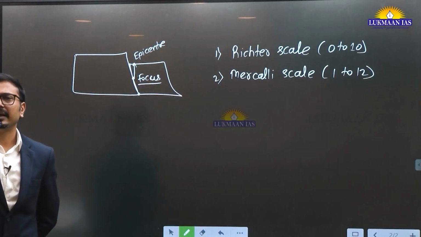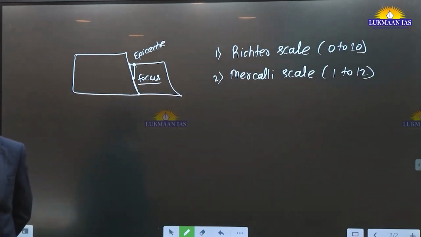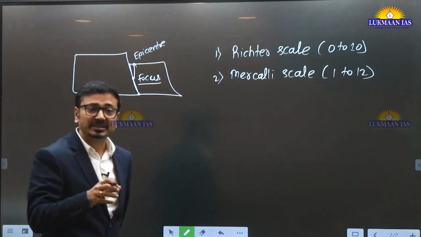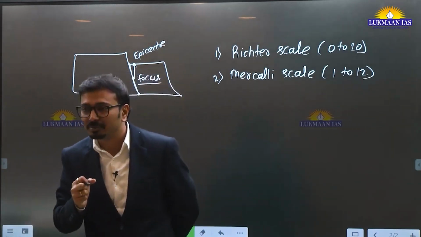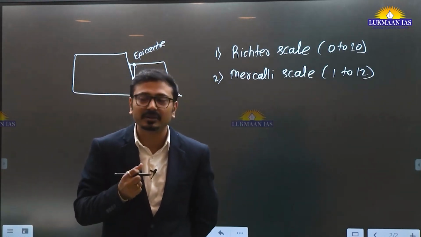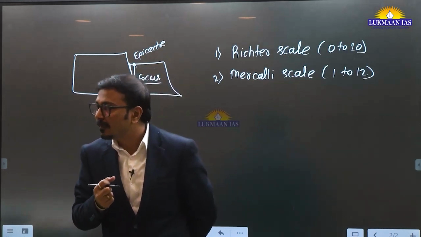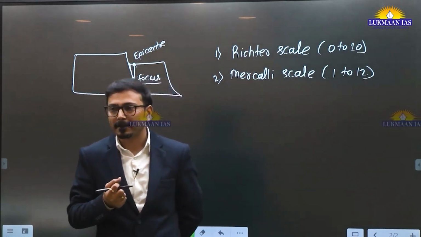Richter scale calculates the magnitude of the earthquake, and it is a logarithmic scale. Now, what do you mean by logarithmic? What is the significance of a logarithmic scale? It is calculated with the base of 10. So if the scale is 10 power 6, the answer will be 6.